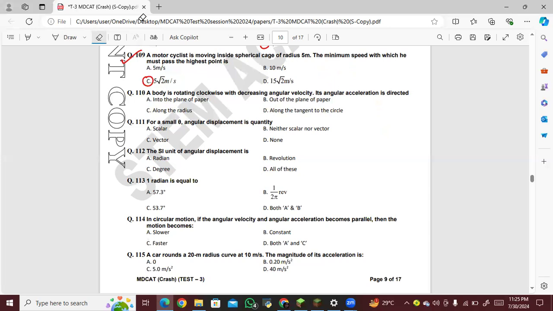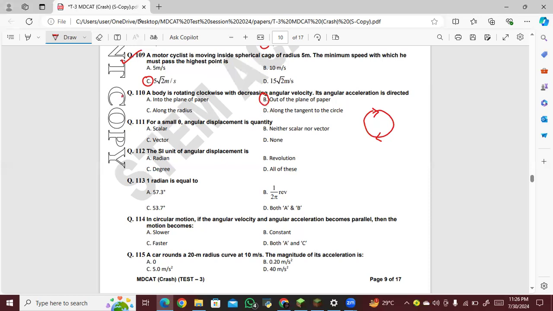A body is rotating clockwise with decreasing angular velocity. Angular acceleration is directed... The angular velocity is clockwise. The body is rotating clockwise. So if you rotate the fingers of your right hand clockwise, then the thumb will indicate into the page. But the velocity is decreasing, so angular acceleration becomes opposite of that, into the page. It becomes out of the page. The correct answer is B.